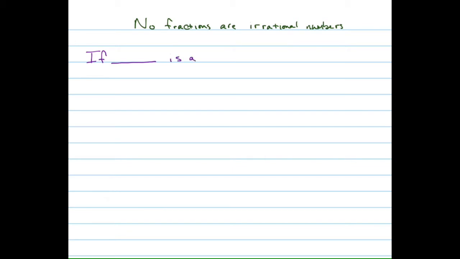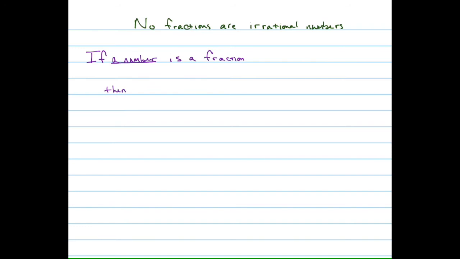Now, I need to start with a noun. Don't say if it. Don't start with a pronoun because we need to know what it is referring to. So what should I write if blank is a fraction? If X. No, we can be more specific than that. What is a fraction? Something very generic. A noun that describes a fraction. A number. If a number is a fraction. Once we've established that what we're talking about is a number, then we can use a pronoun.